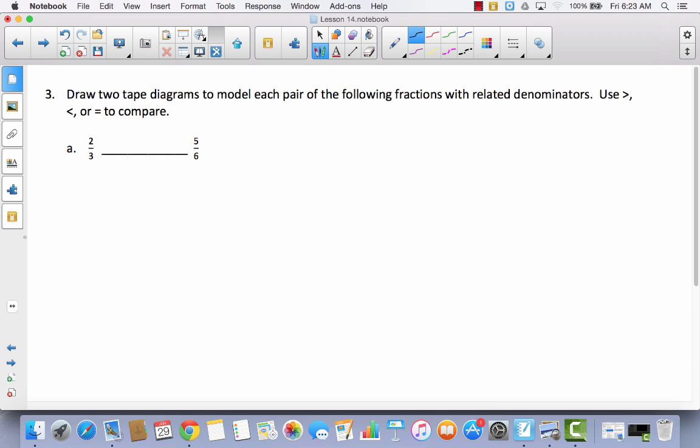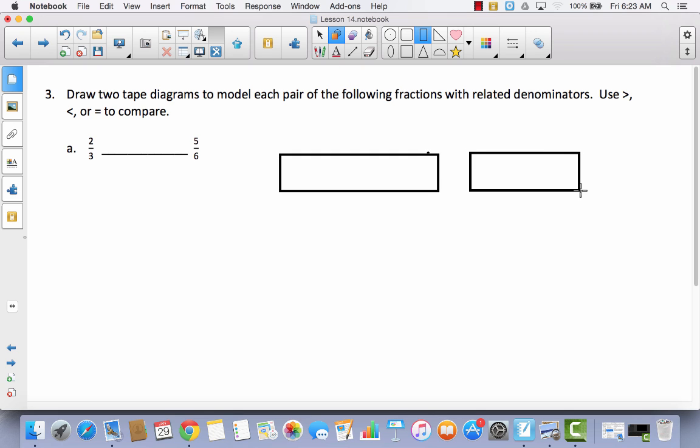All right, so let's take a look at number 3. Draw 2 tape diagrams to model each pair of the following fractions with related denominators. Use greater than or less than to compare. All right, so we're going to draw 2 tape diagrams again, just like we did before. I'm going to leave a little bit more space in between them this time. Actually, I think I'm just going to do them side by side since I've got this room right here. But you need to make sure that your tape diagrams are as close to the same size as possible.